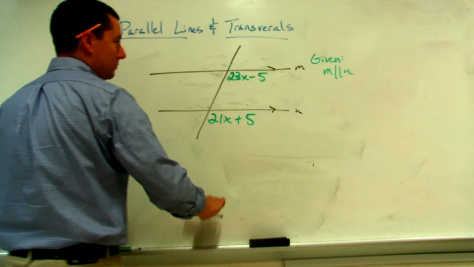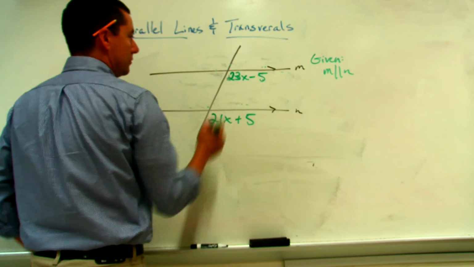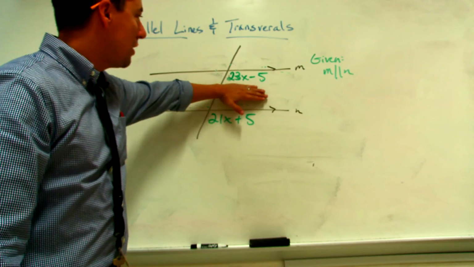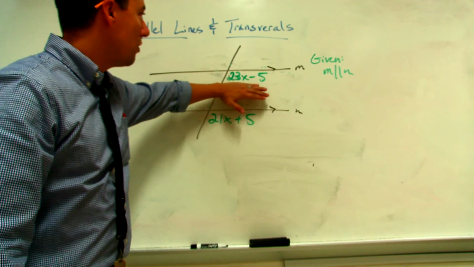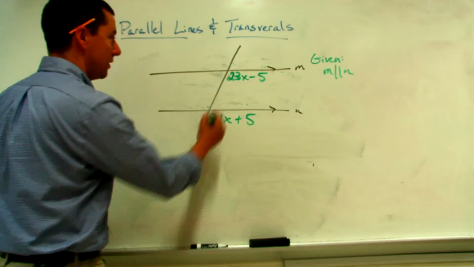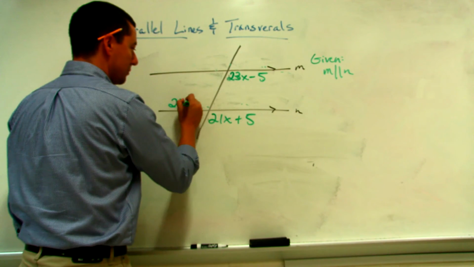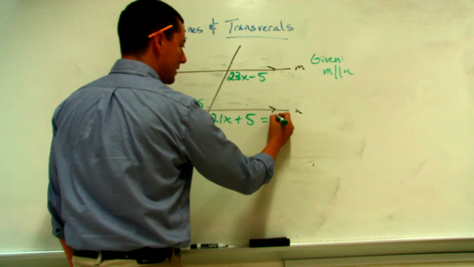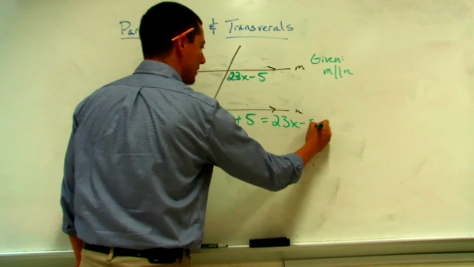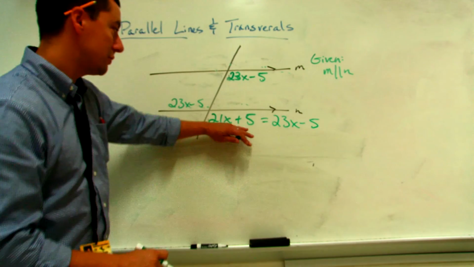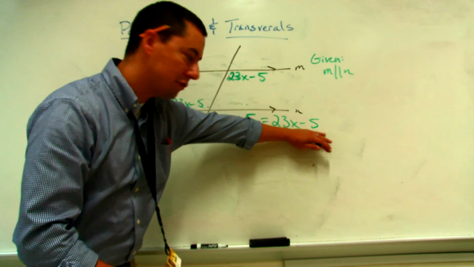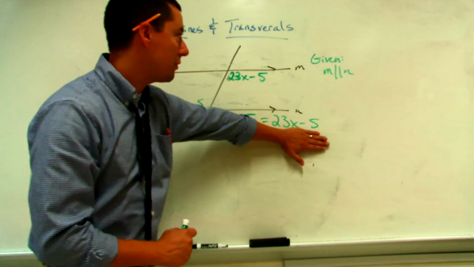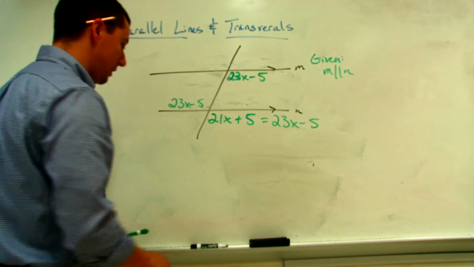Okay, so now you pause the video. What do I have? This is a big angle, right? This is my big angle. Well, that means that all the other big angles are the same measure. So they're all, whatever this is, 23x minus 5. So this big angle is 23x minus 5. And this big angle, oh, that's also 23x minus 5. Now I've got an equation, because I know it's 21x plus 5. I also know it's 23x minus 5. One I was given, the other I figured out using the fact that m and n are parallel.